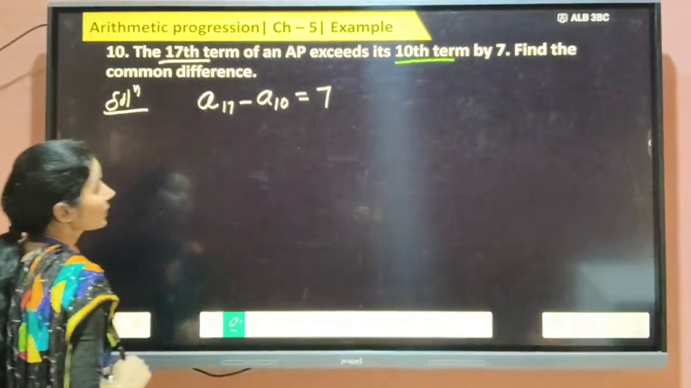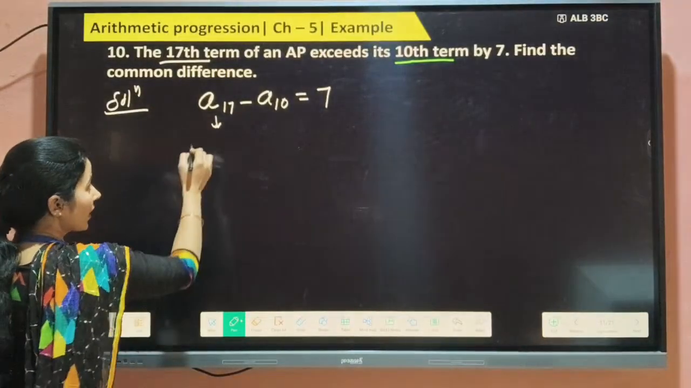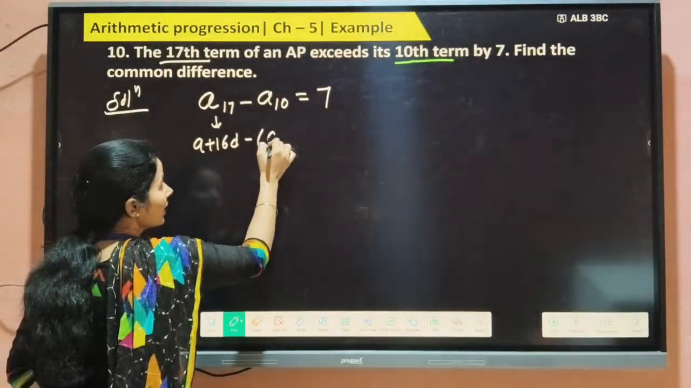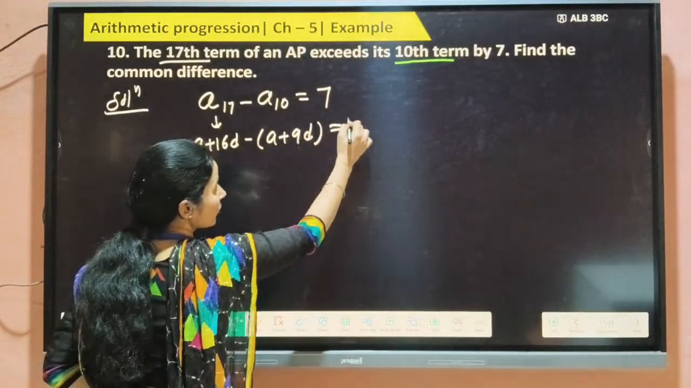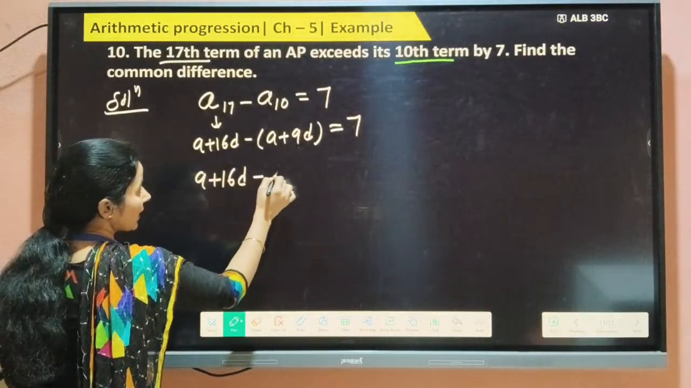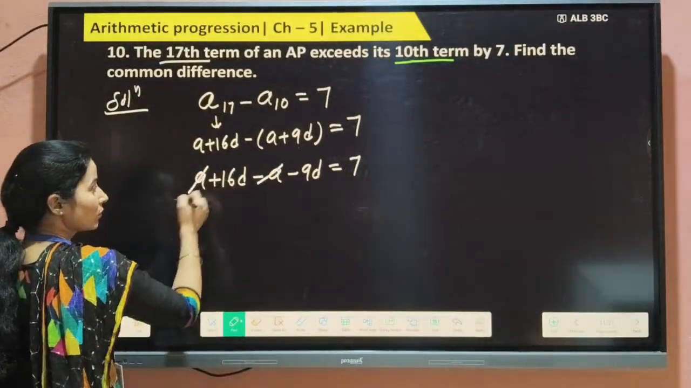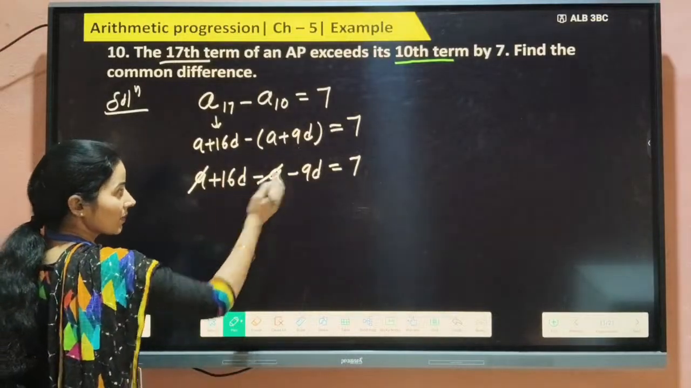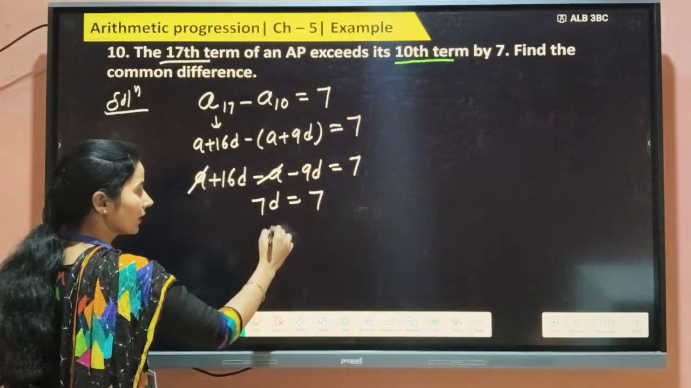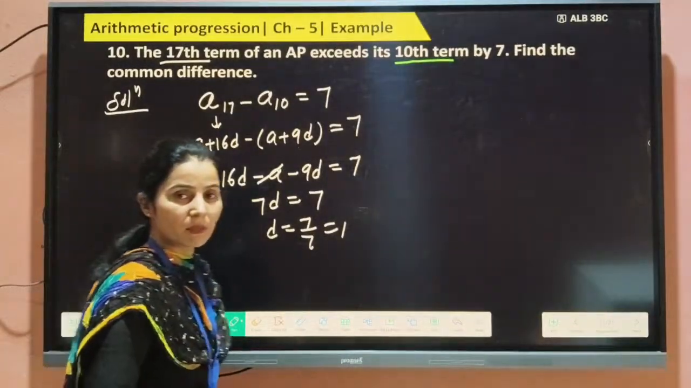Now see, we need to find the common difference. A17 I can write as a plus 16d, and A10 as a plus 9d, and this equals 7. So a plus 16d minus a minus 9d equals 7. The a and a will be cancelled. 16d minus 9d is 7d, equals 7. So d equals 7 by 7, that is 1. The common difference of this AP is 1.